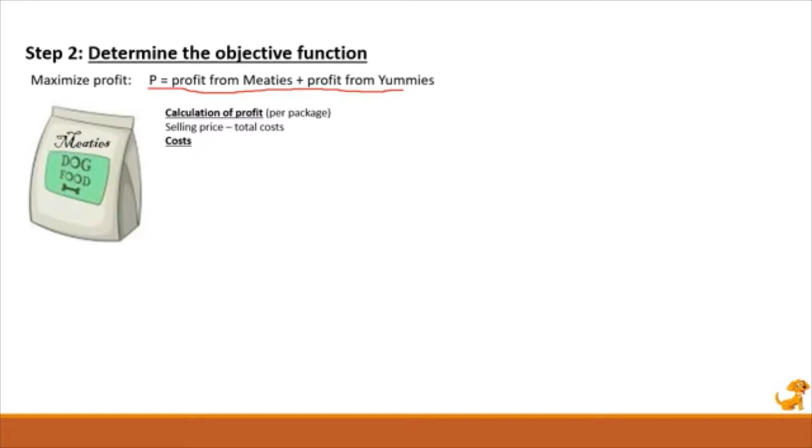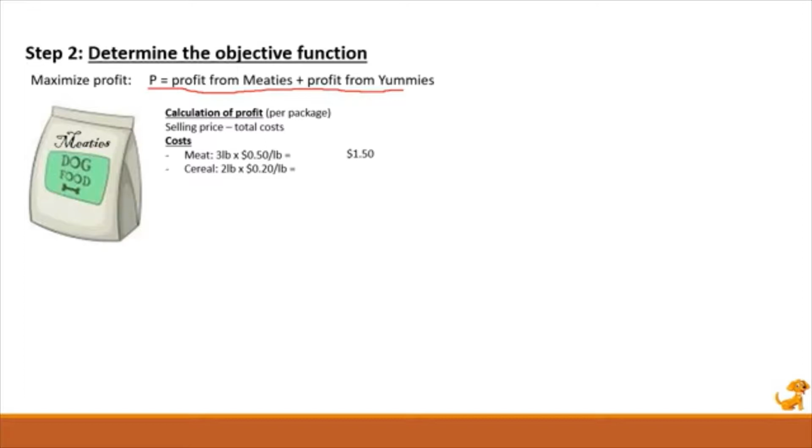Okay, now we say, what are our costs? Because the selling price is given to us in the question. Right now, I just want to figure out what the costs are. We have meat. Now, a package of meaties contains 3 pounds of meat, and we know that meat costs 50 cents per pound. So we say 3 pounds multiplied by 50 cents per pound, and that should be $1.50.